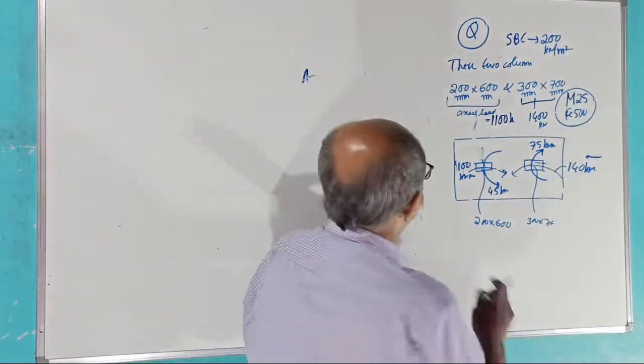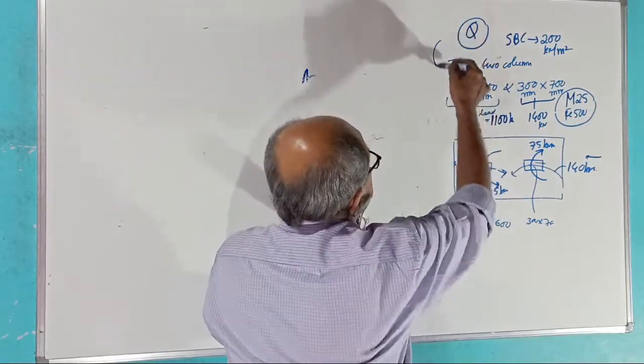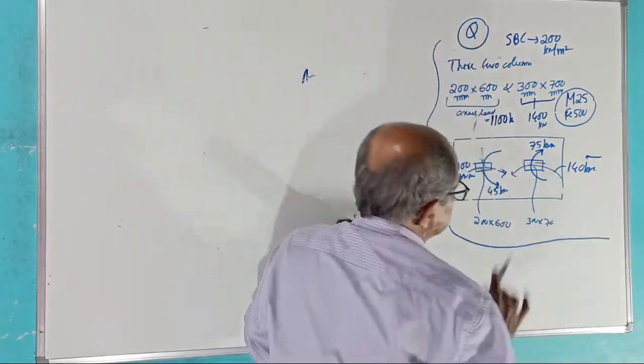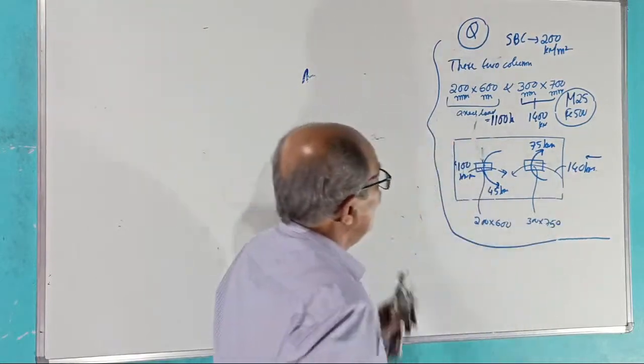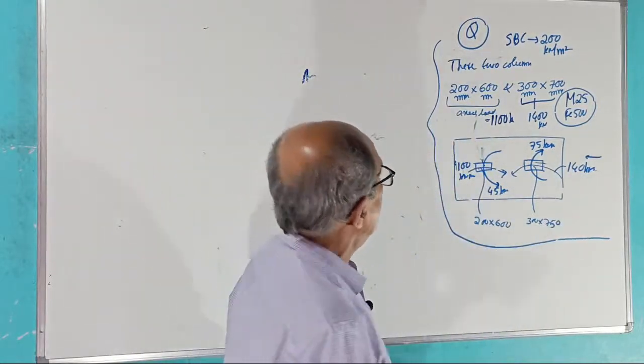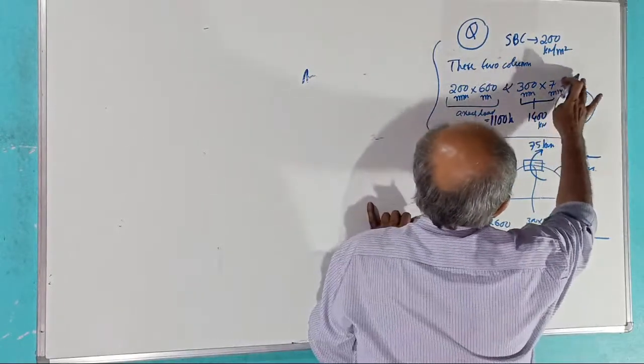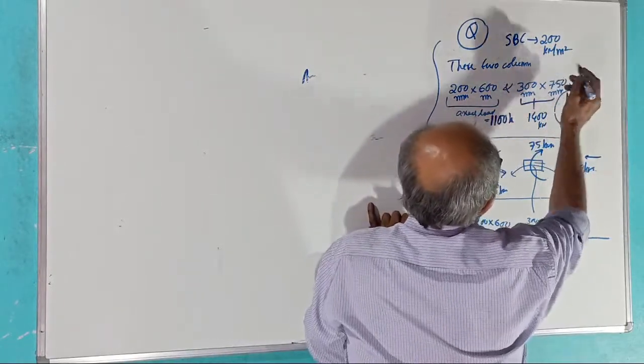Okay. Now, this is a question. I may change any value if I want. Then it is 750, 750, okay. I will change any value, 300 by, I will make it 750 because 750 is standard.